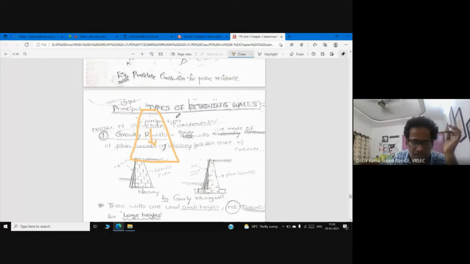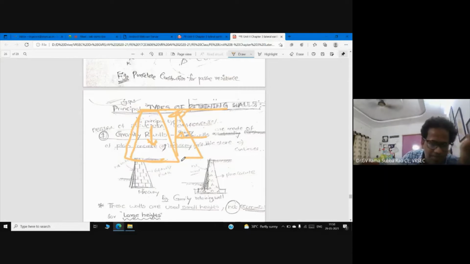That means they believed that to resist the active force coming from the neighboring soil, you construct a big, large wall. If you increase the gravity, the wall is stable. That was the basic idea of civil engineers in the beginning.